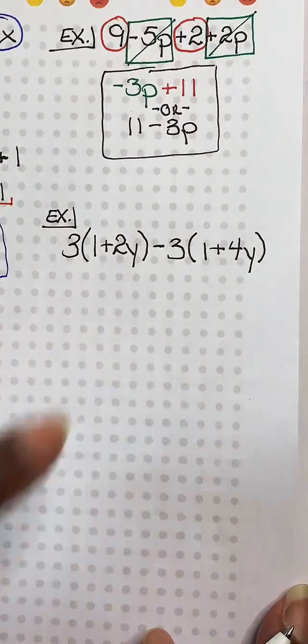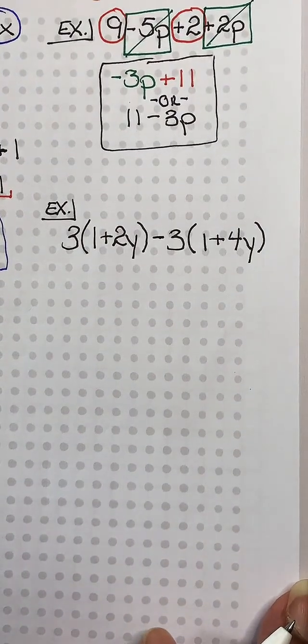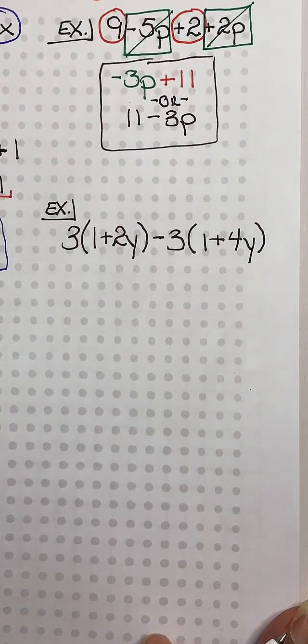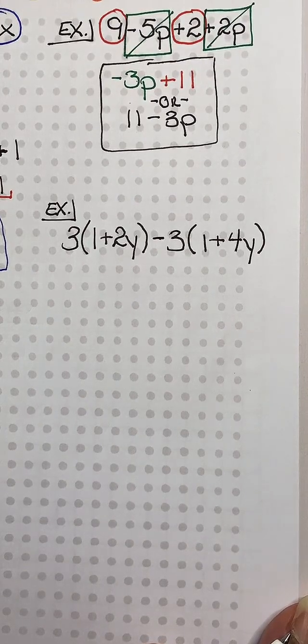Give this one a try. Let's see what you can do. Right now we're working on combining like terms and we're adding the distributive property, just to really get to the knowing of that.